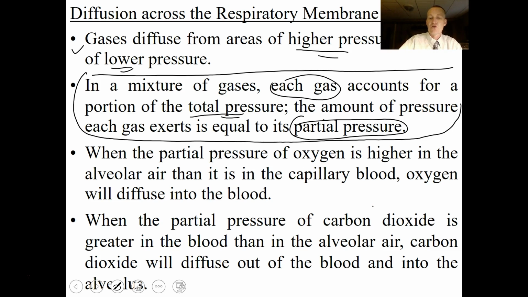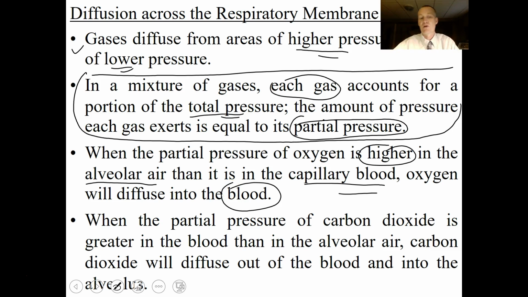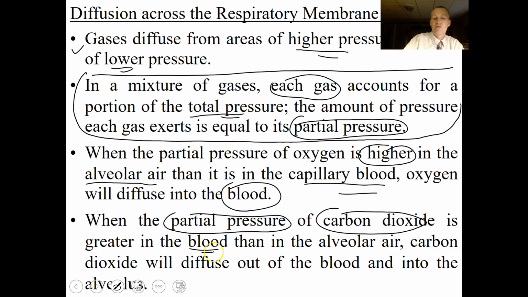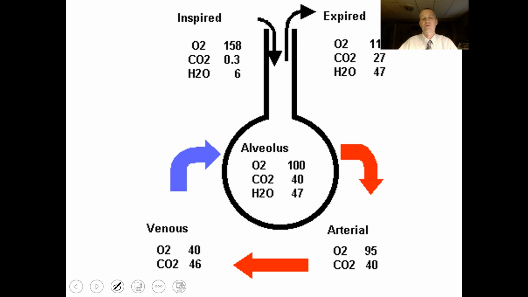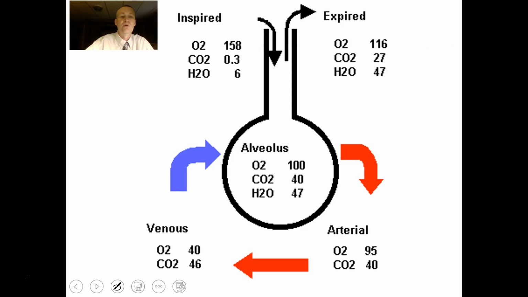When the partial pressure of oxygen is higher in the alveolar air than it is in the capillary blood, oxygen is going to move towards the blood. So it moves from an area of higher pressure to an area of lower pressure. When the partial pressure of carbon dioxide is greater in the blood than it is in the alveolar air, carbon dioxide is going to diffuse out of the blood and into the alveolus. Okay, this is a really important concept to understand how these gases are moving. It's all, again, a physical process, and you don't use energy to do it.